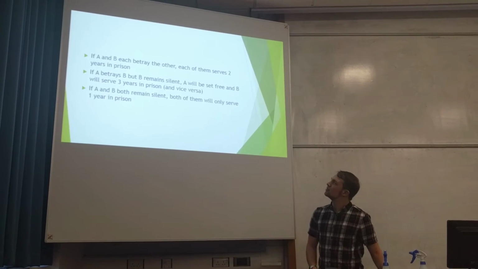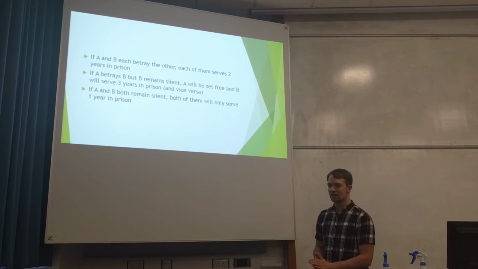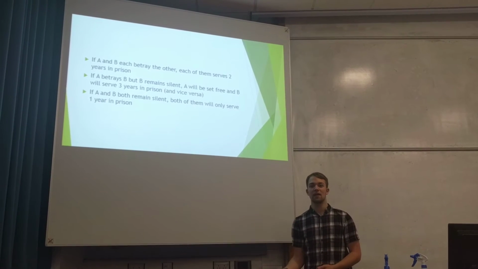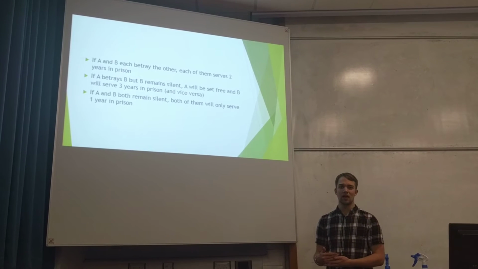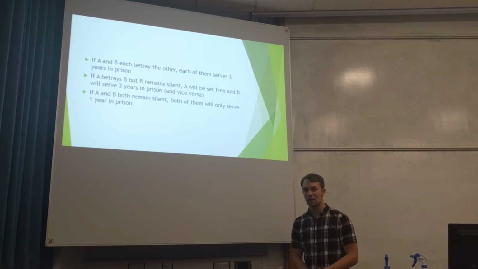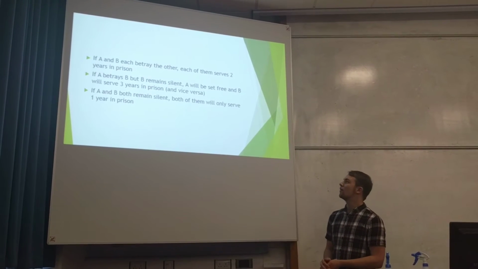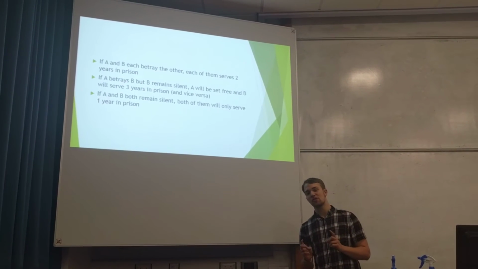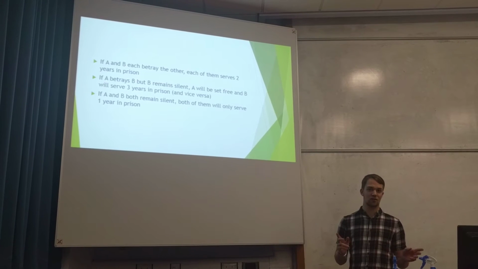If they both choose to betray the other, they will each serve 2 years in prison, which is a total of 4 years. If one betrays the other, so A betrays B, and B remains silent, then B will serve 3 years in prison, but A will serve no years in prison. However, if they both choose to remain silent, and in a sense this is cooperating and working together, they will each only serve 1 year in prison, so a total of 2 years.